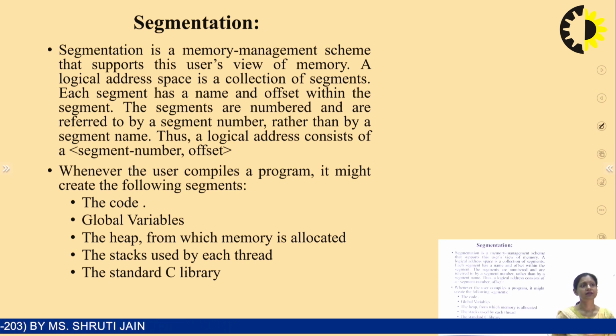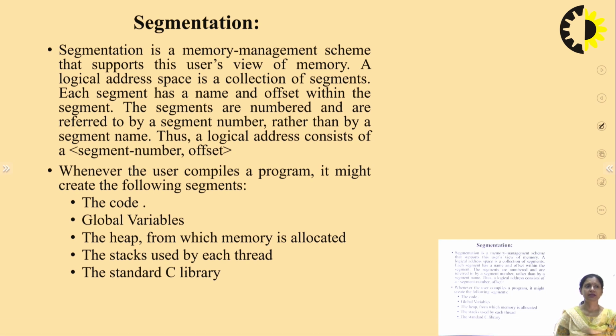So a logical address space is a collection of segments, where each segment has a name and an offset within the segment. The segments are numbered and are referred to by segment numbers rather than by segment name. Thus, the logical address consists of two parts, the segment number and the offset. Previously we had the page number and the offset, or the frame number and the offset. Here we have the segment numbers.